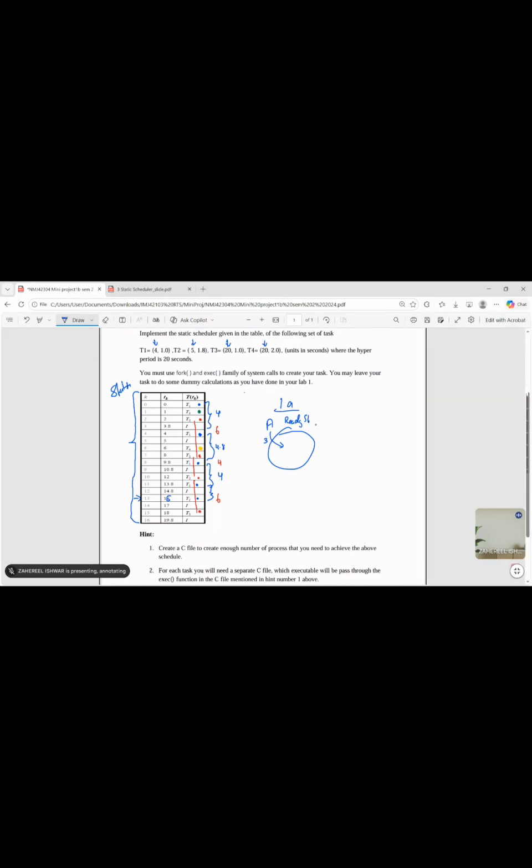So every task B, berapa? 6 seconds. Dia tak ingat lah. Okay. Task B pula, you send it in every 6 seconds. Task C pula, every 9 seconds. And then task D pula, every 12 seconds. Let's say lah, okay. And then task E every 15 seconds.